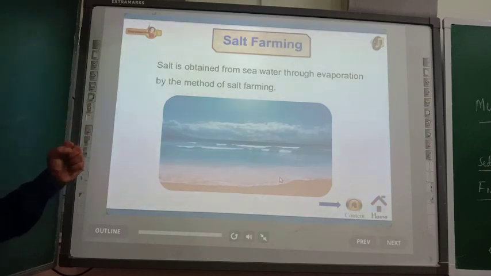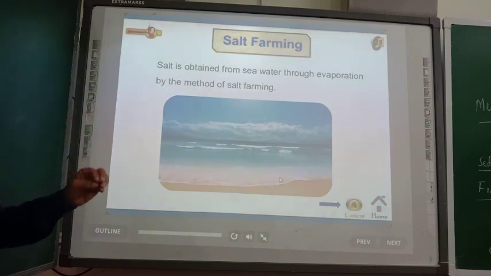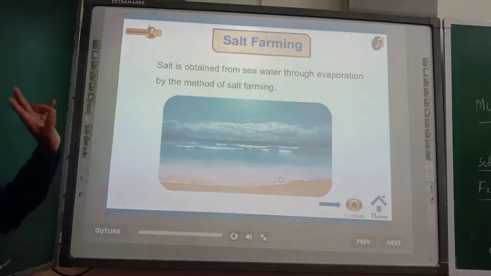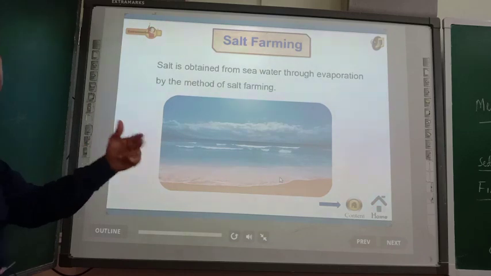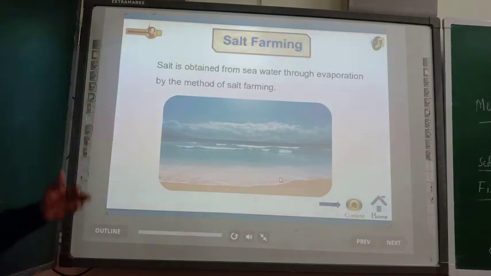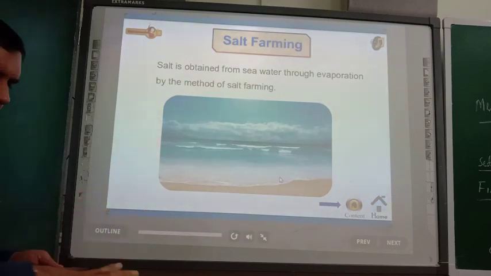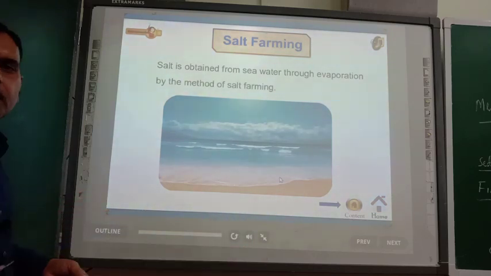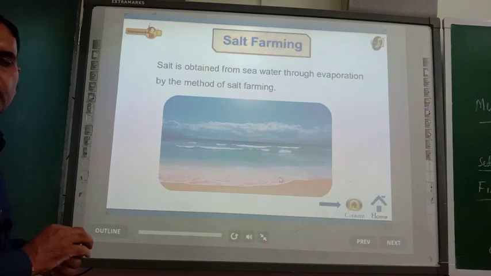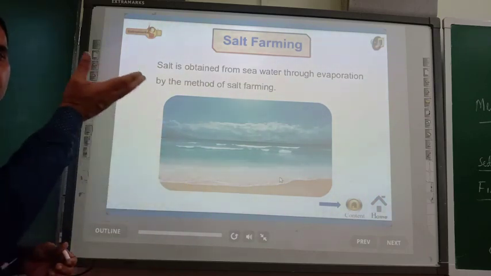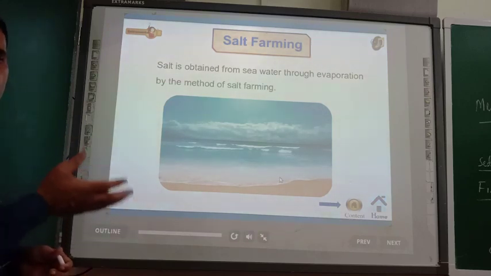In the seawater, what is there? So many salts are dissolved. So in the seawater, salt, that is solid particle, is present along with the seawater. Okay. So in salt forming, what we are doing? We are collecting the seawater in a small pit. Okay. And under sun rays, what is there? Water gets evaporated. And it is a very slow process.